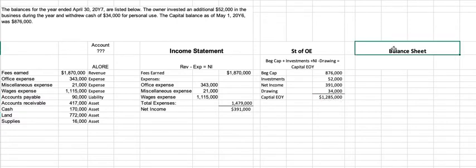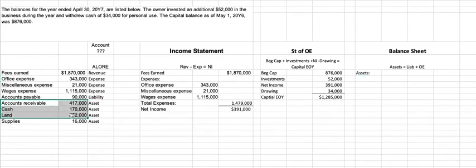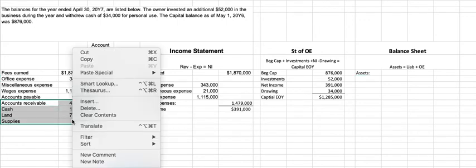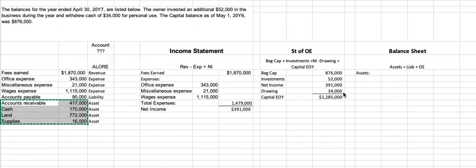So now we're ready to create the balance sheet. Well, what's the formula of the balance sheet? Let me do this and merge these together. You're right if you said assets equals liabilities plus owner's equity. So the first thing we'll do is we'll list out our assets. And these assets are here. I can copy these and paste them over here.